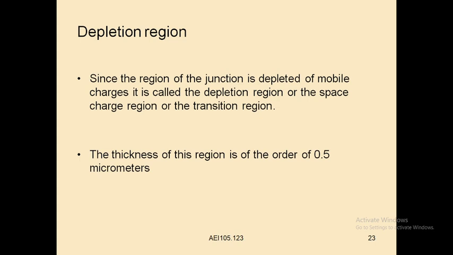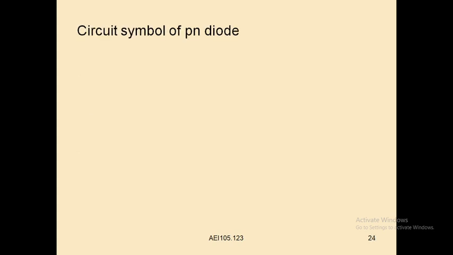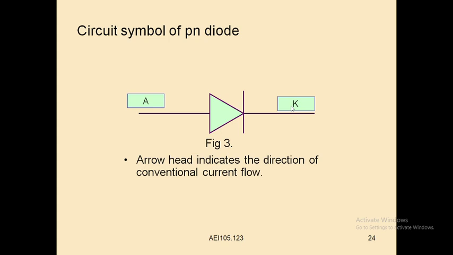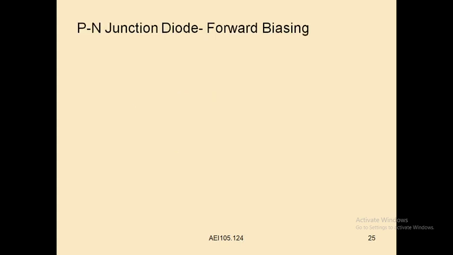Here the thickness of the region is of the order of 0.5 micrometers. Here this symbol shows the circuit of your PN junction diode. The positive side is represented with A, the anode, and the negative side is represented with K, the cathode. The arrowhead indicates the direction of conventional current flow here.